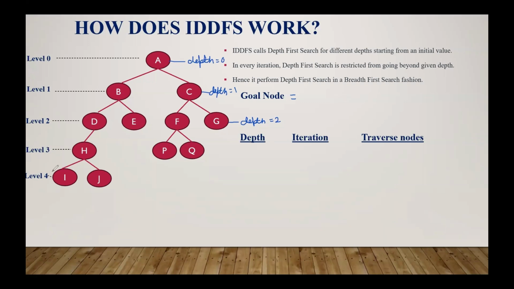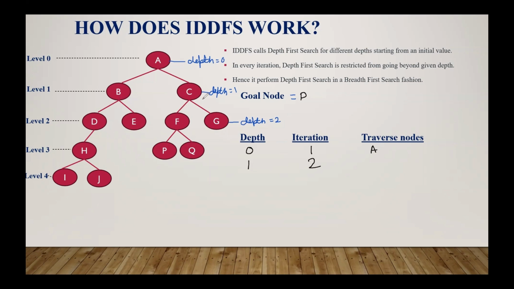For example, our goal node is the P. So first iteration, what is the depth? Depth is 0. So what are the nodes we traverse? That is the A. Then second iteration, the depth is increased by 1.